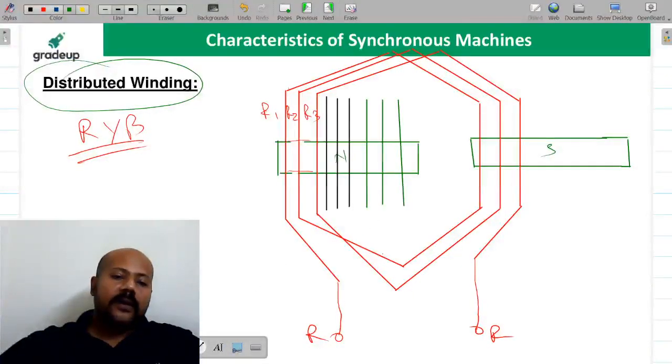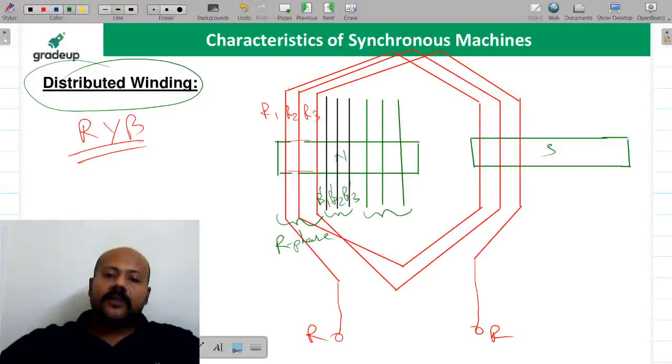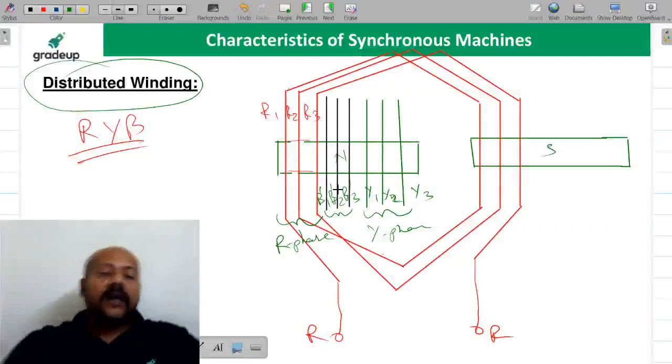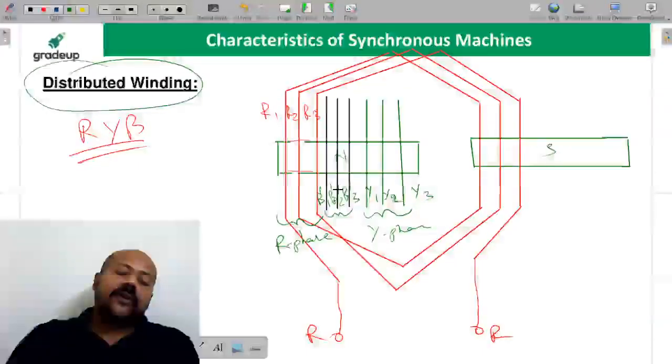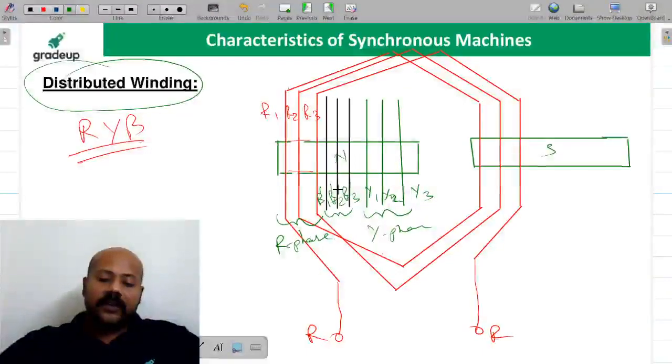So beta these three we are calling as the R phase. These three beta we are calling as B1 dash, B2 dash and B3 dash, and this beta we are calling as Y phase. So this is going to be Y1, Y2 and Y3, and these are the return side of the B phase coils. I hope it is clear to all of you.